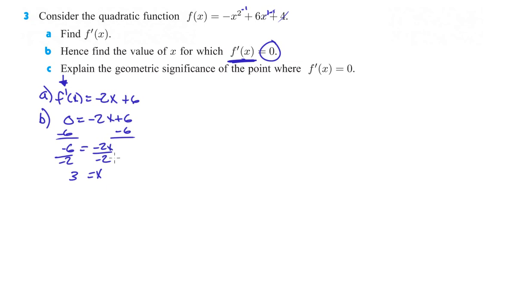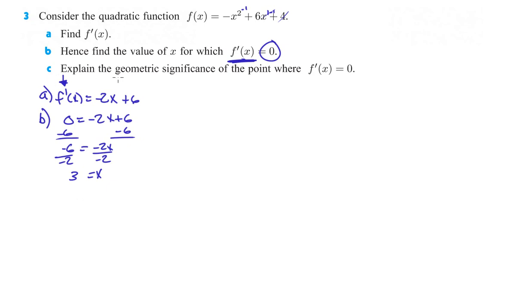So the value of x when the derivative function, when the slope is 0, basically, that's like a turning point. So we know that there's a turning point when x equals 3. And turning point we haven't covered yet. We're going to cover it a little bit later on in this chapter. That's basically when it's like a minimum or a maximum. Okay, so that's what that's going to be.